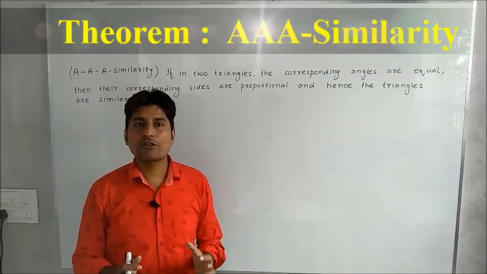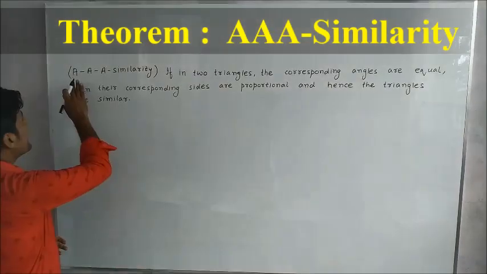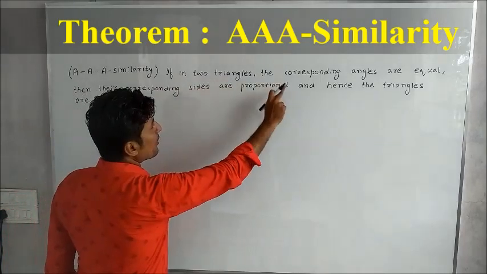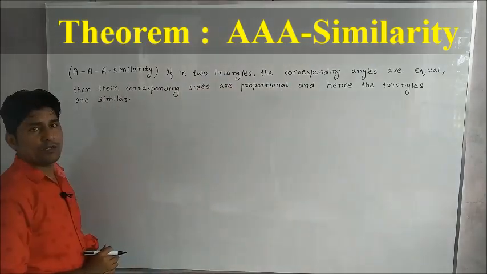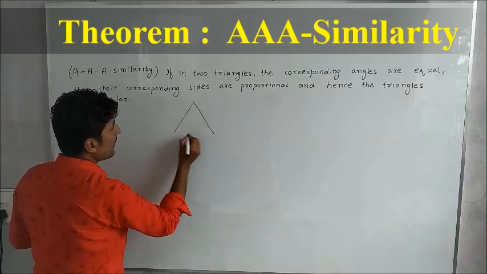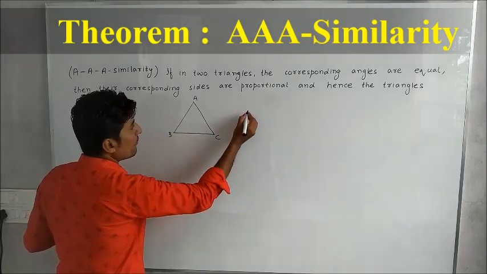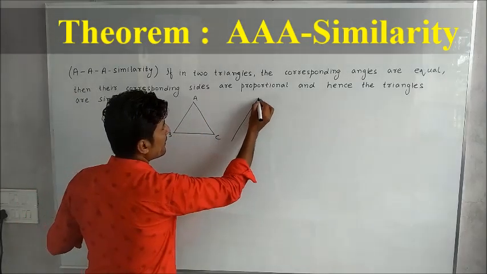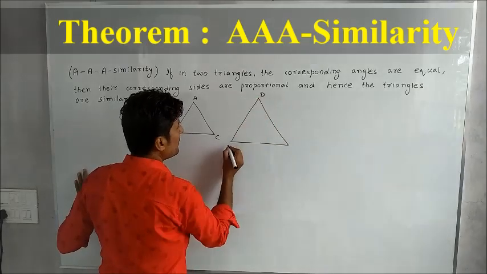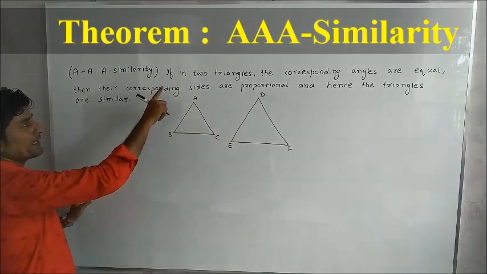Today I will discuss the theorem related to similar triangles. Let us see the theorem AAA similarity. If in two triangles the corresponding angles are equal, suppose we have two triangles: the first triangle is A, B, C, while the second triangle is D, E, F.